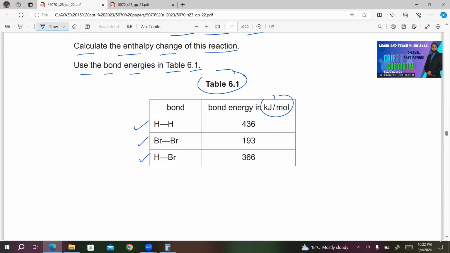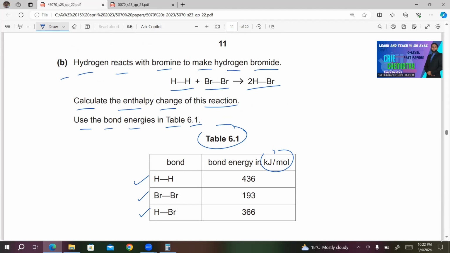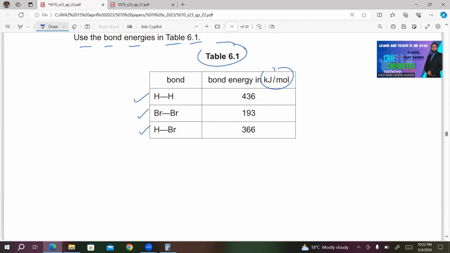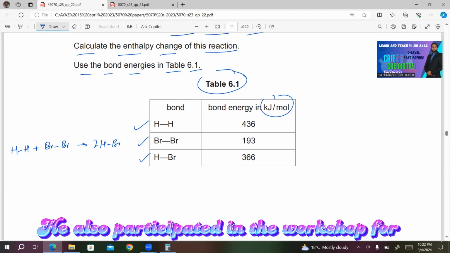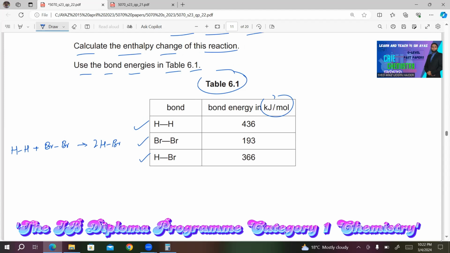So here I'm going to draw the reaction again. This involves the formation of HBr from H2 and Br2. So this is the equation. In order to calculate the enthalpy change of this reaction, recall the formula. The formula is energy associated in breaking of bonds minus energy released in making of bonds.